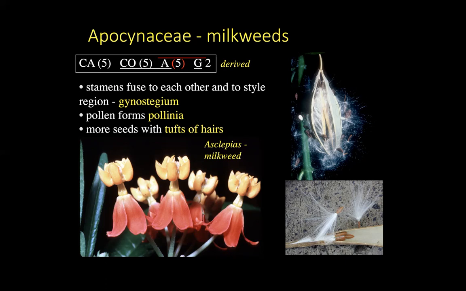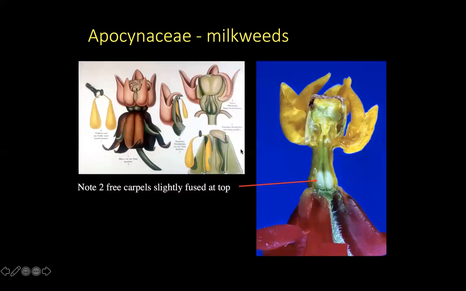These produce tons of seeds with tufts of hair. That's not derived from the style; that's just from the seed coat itself, for dispersal via the wind. So, milkweed pods, which we have in lab to look at. Okay, so now let's walk through this crazy structure. Here's an old-timey drawing of all this that I really, really love, and an actual dissection.